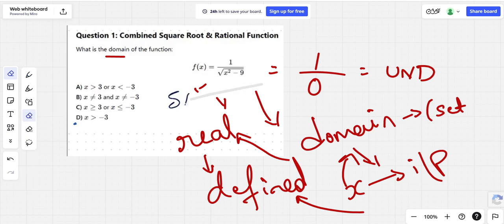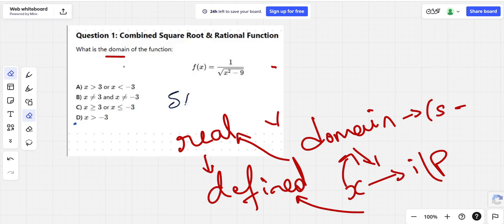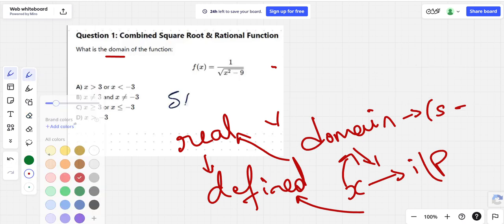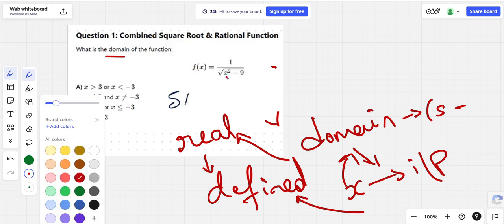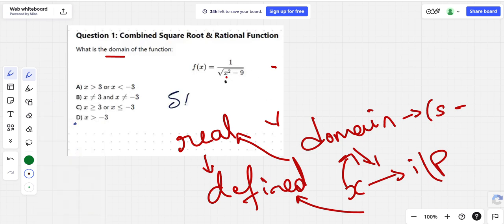Now, according to this question, the moment you see it, what you're going to think as a student is, okay, I see that x should not be equal to 3, because if it's 3, 3 squared is 9, 9 minus 9 is 0. Therefore, x should not be equal to 3. Best case, not even negative 3. So that's what we got in option B. So it's natural we're going to choose that.